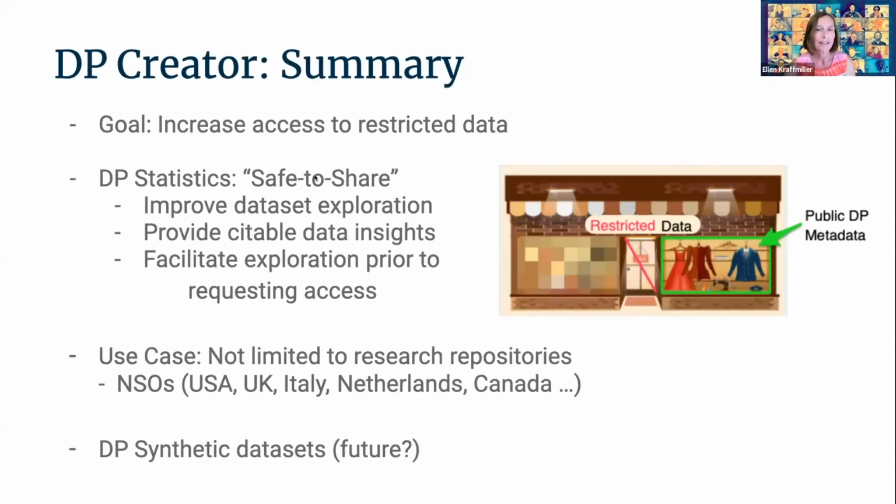So just to summarize, you've seen how we use DP Creator to increase access to restricted data that you might have in your Dataverse. And you can think of DP statistics as safe-to-share statistics because they don't reveal private information about individuals. And these use cases are for research repositories, as well as government agencies. As Rama mentioned, the census is using differential privacy. You've seen so far in DP Creator summary statistics, but we're also thinking in the future of using synthetic data sets, which are like the entire data set with noise added for privacy.